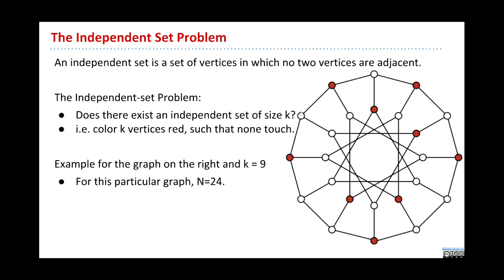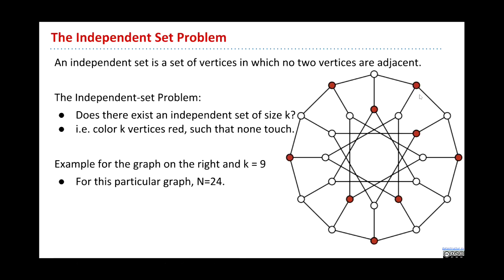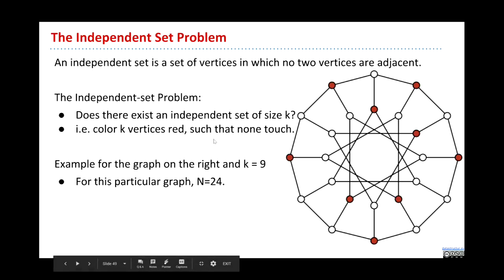Given a graph, an independent set is a set of vertices in which no two of the vertices are adjacent. So in other words, I color some of my vertices white, some of them red, and none of the red vertices touch. Okay? So the independent set problem on this graph says, does there exist an independent set of size k? Can I find 9 vertices that I can color red so that none of those red vertices are touching?